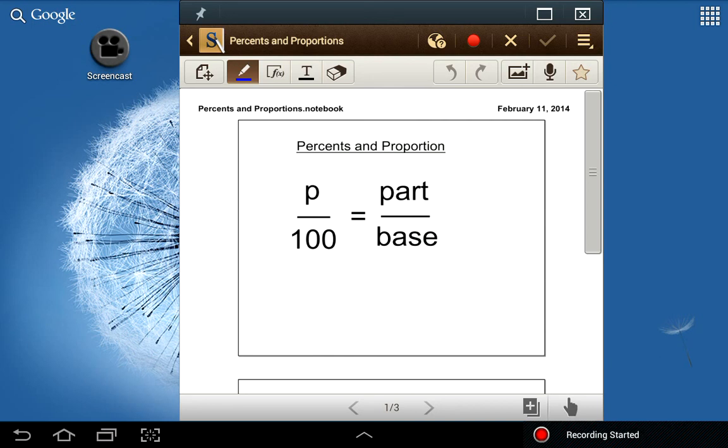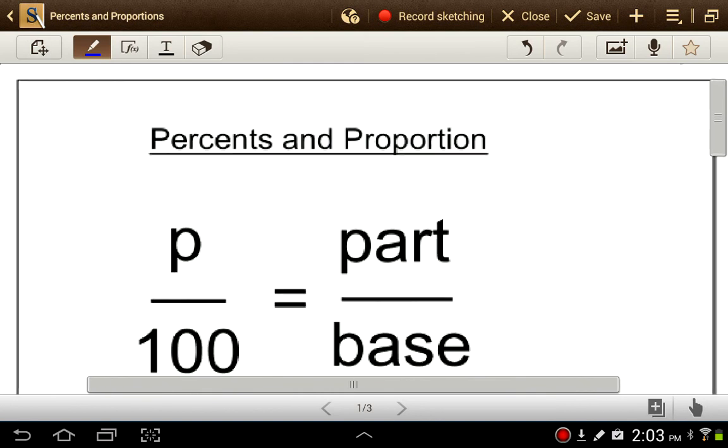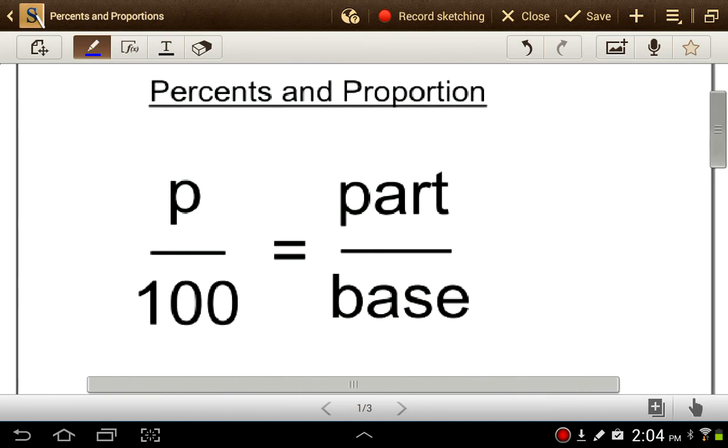Okay guys, here we go, back to our videos. Today, our video is going to be on percents and proportions. Okay, percents and proportions. Let me make this a little bit bigger real quick. Alright, there we go. Percents and proportions is what we're going to be on today.